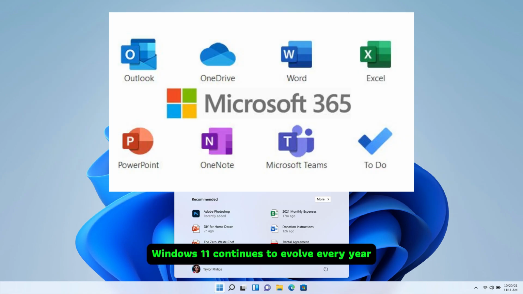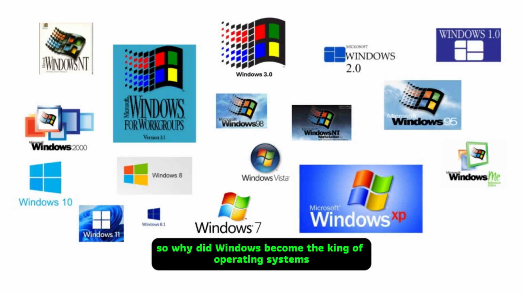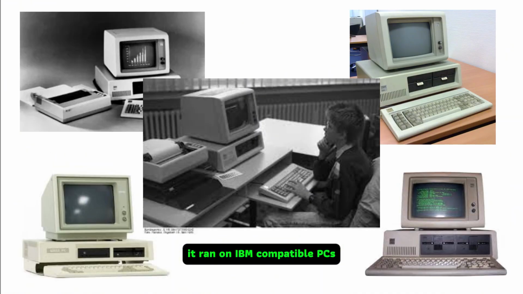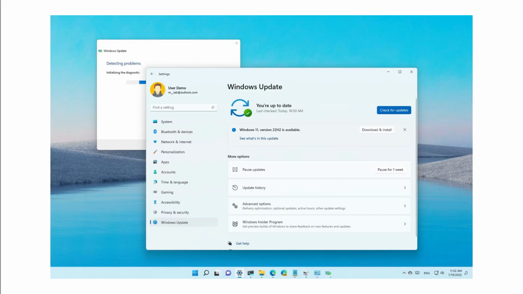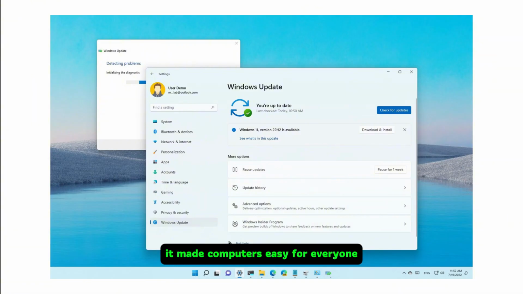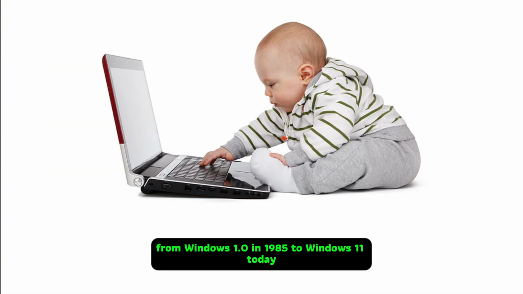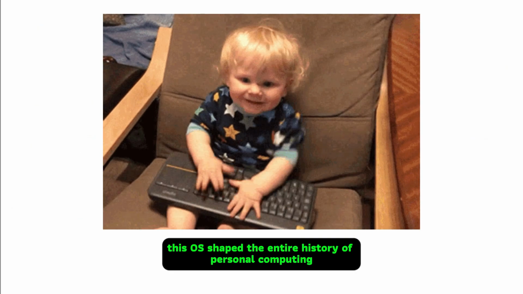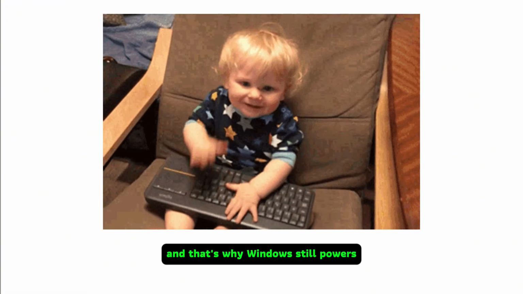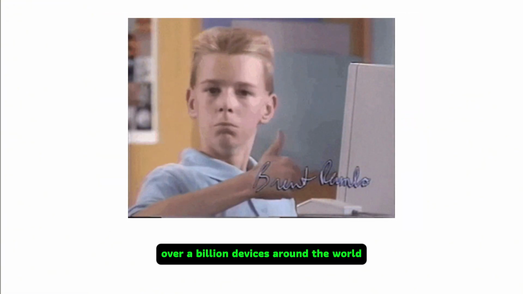Windows 11 continues to evolve every year. So, why did Windows become the king of operating systems? It ran on IBM-compatible PCs, the most popular hardware worldwide. It supported massive amounts of software. It kept evolving, constantly. And most importantly, it made computers easy for everyone. From Windows 1.0 in 1985 to Windows 11 today, this OS shaped the entire history of personal computing. And that's why Windows still powers over 1 billion devices around the world.